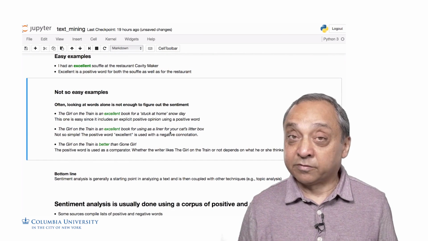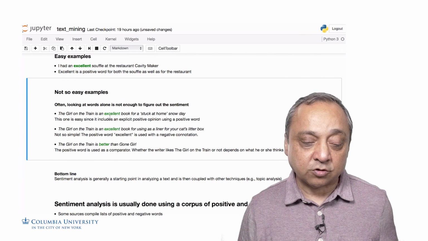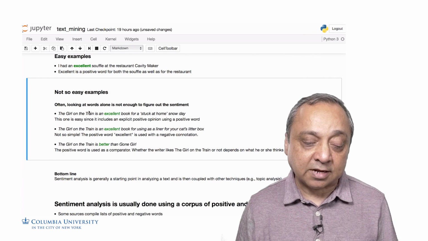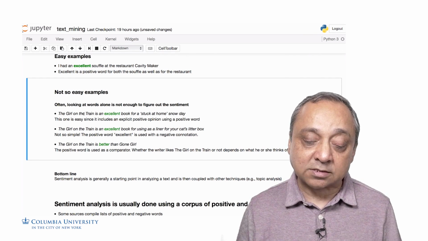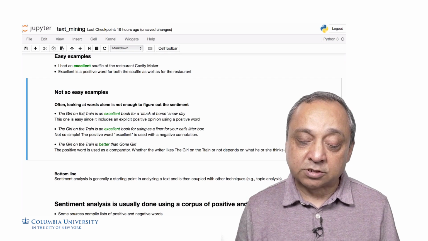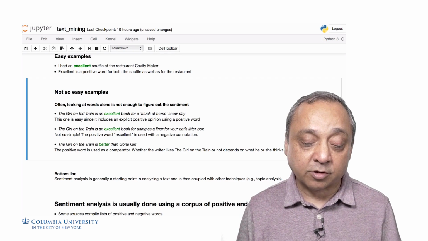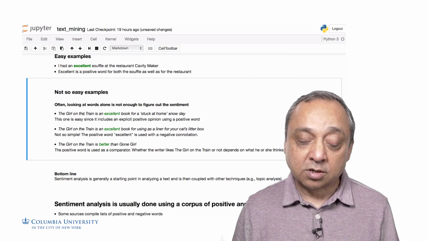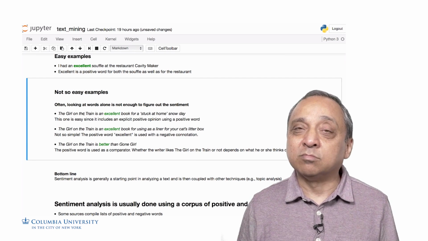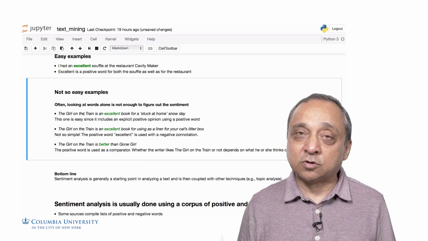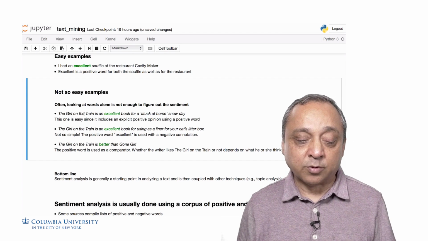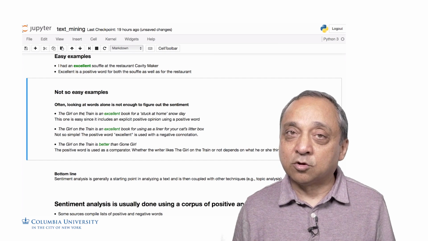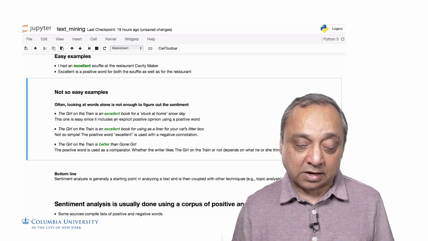But then there are certain cases, the English language being a funny language, where it's not always so clear. For example, if I had a statement that said, The Girl on the Train is an excellent book for a stuck-at-home snow day. Now that's a positive word, right? You're stuck at home, you can't go anywhere, there are piles of snow outside, so what do you do? You curl up with The Girl on the Train, and that sounds like a good way to spend your time. So that's a positive statement.